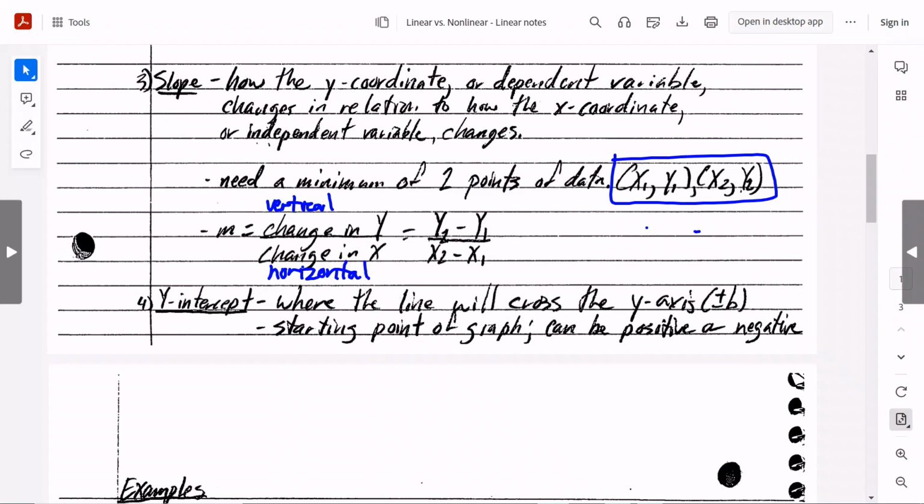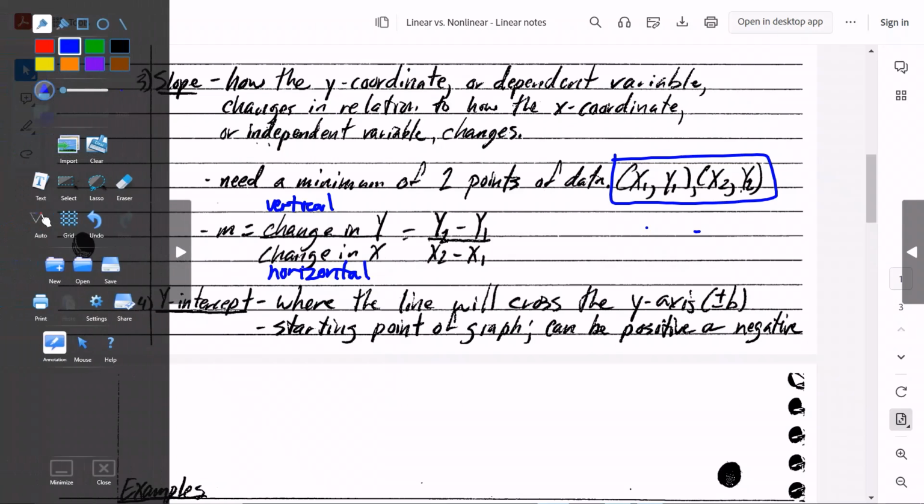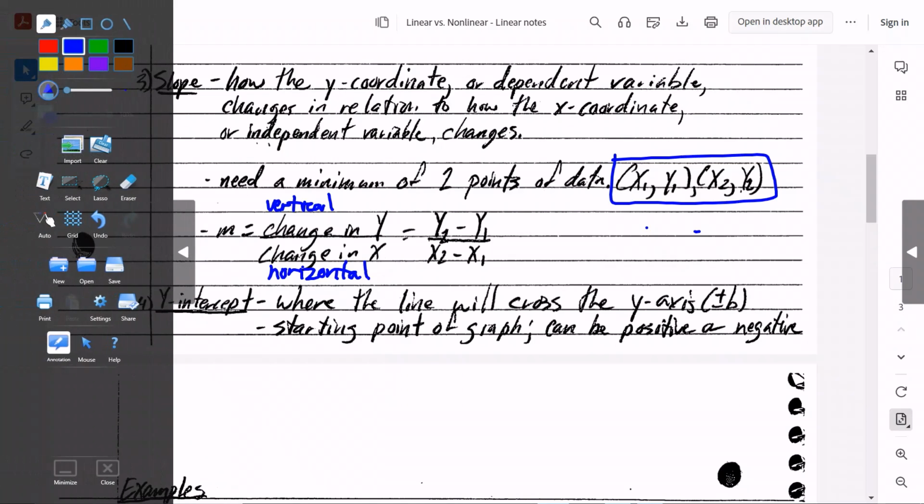So a little bit more detail about the y-intercept. The y-intercept is where the line will cross the y-axis. That's your plus or minus b part. It's the starting point of the graph. It can be positive or negative. Okay? If it says something like plus 5, that's above the x-axis. If it says minus 5 for your y-intercept, that's below the x-axis. Right? So it's a lower line as opposed to the one that I drew a while ago. All right? Any questions about the slope formula? Okay.